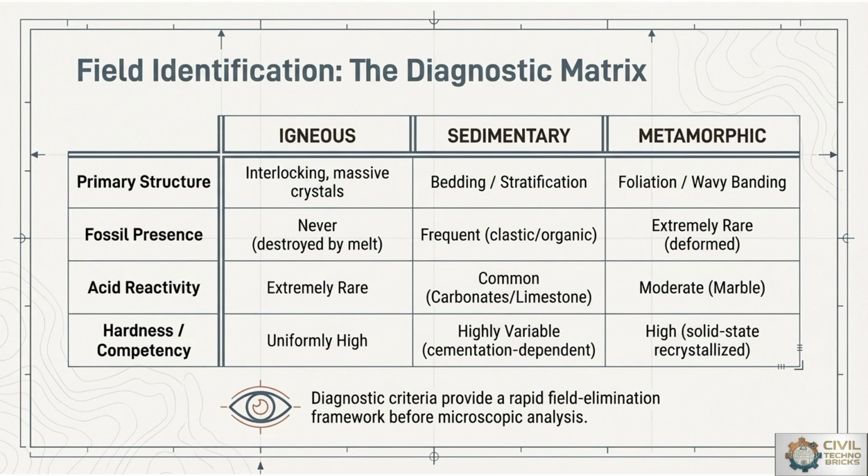Here, the fourth one will be the carbonate type of rocks that react with dilute acids, also for identification purposes. Field identification helps engineers rapidly evaluate geological conditions beneath the earth surface or nearby rock masses. So diagnostic criteria provide a rapid field elimination framework before microscopic analysis.